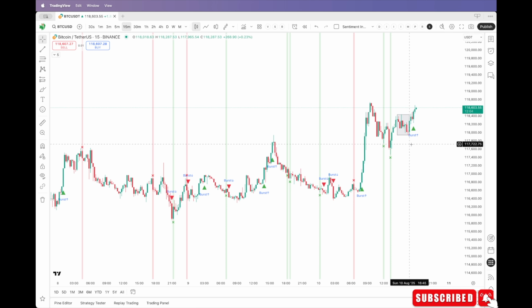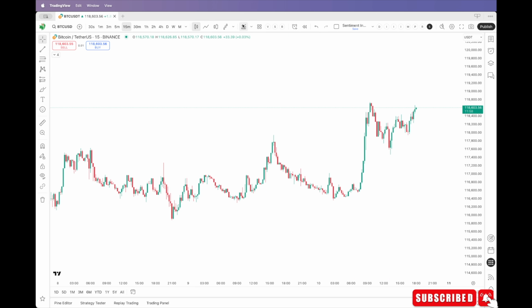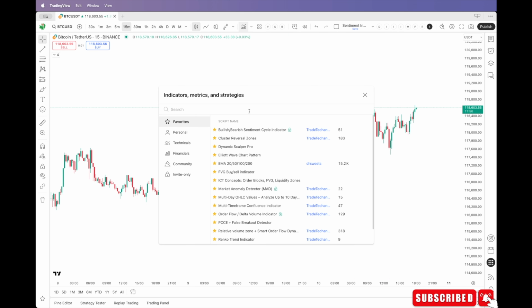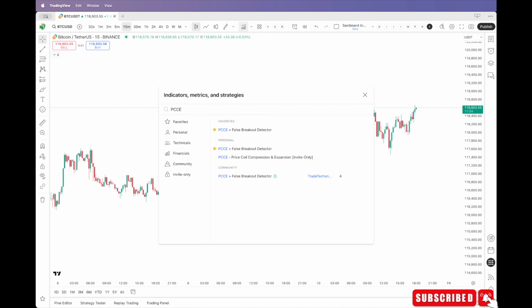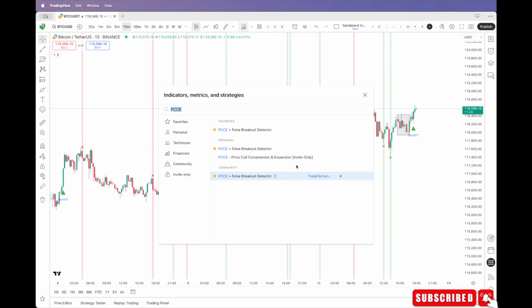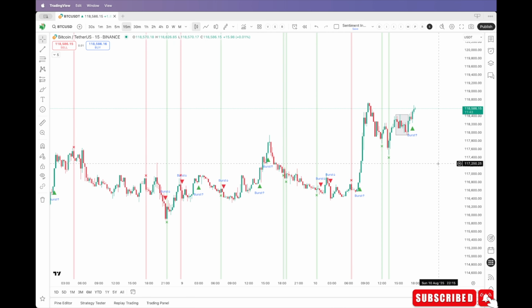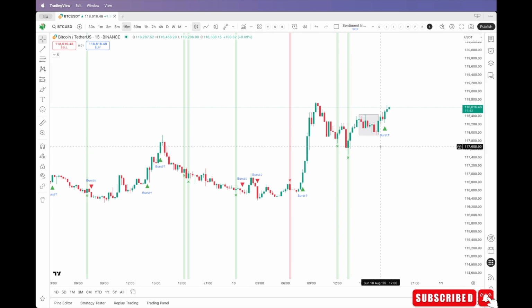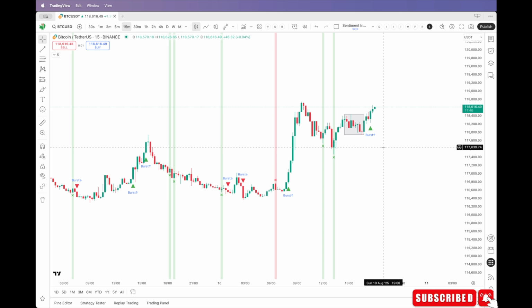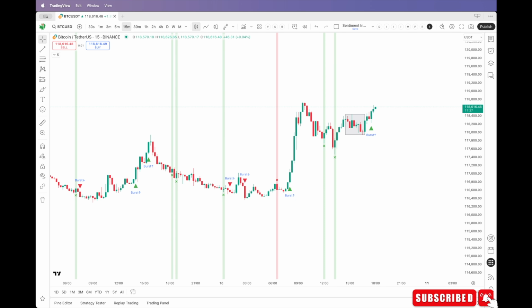So before I explain this, let me show you how to add it. Let me remove it from here and go to indicators. If you simply type PCCE in the community, you will see it by TradeTech Analysis. As you can see, it's a private indicator. Basically it is a paid indicator, not a free one.